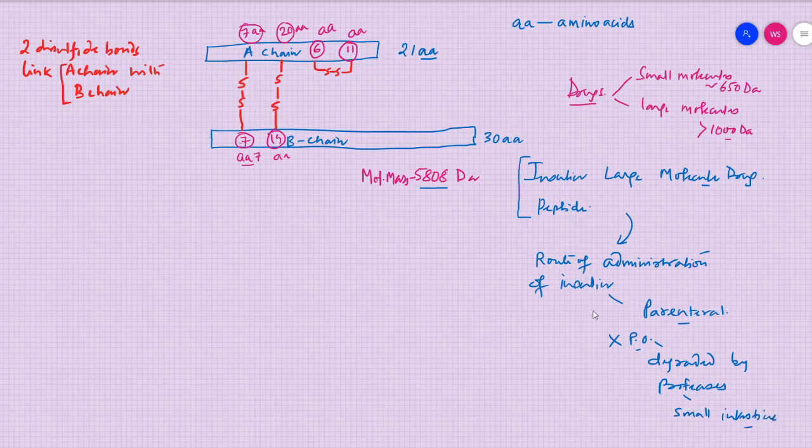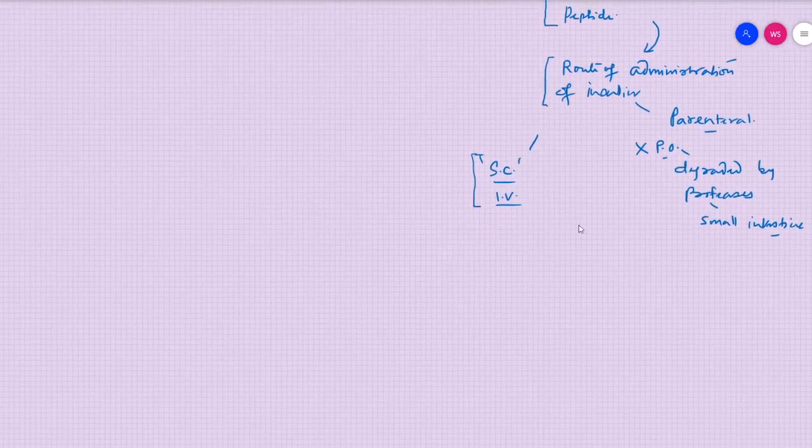So this is the reason why the route of administration would be parenteral. The most commonly administered route of insulin is subcutaneous. There is a soluble form of insulin that can be administered IV, but for all the others, it is the subcutaneous route. We will visit this information again, so just hold on to this thought.